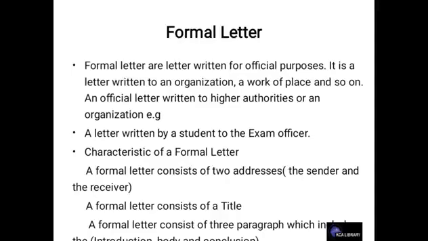One, a formal letter consists of two addresses, which are the sender and the receiver addresses. In a formal letter, we'll be having the address of the receiver and that of the sender. Another one is that a formal letter consists of a title. Then a formal letter also consists of three paragraphs, which involve the introduction, body, and conclusion.